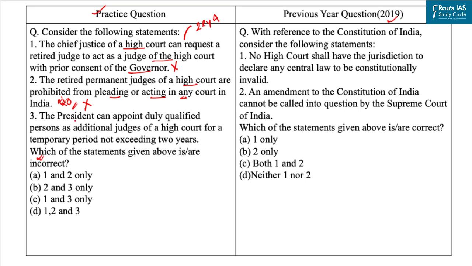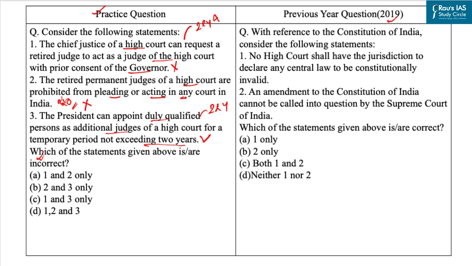Now let's come to the third statement. The President can appoint duly qualified persons as additional judges of a High Court for a temporary period not exceeding 2 years. Now, according to Article 224, the President can appoint duly qualified persons as additional judges of a High Court for a temporary period not exceeding 2 years. So, with this, our third statement is correct. Also, under two conditions, the President can appoint duly qualified persons as additional judges. First is if there is a temporary increase in the business of the High Court, and second is if there are arrears of work in the High Court.